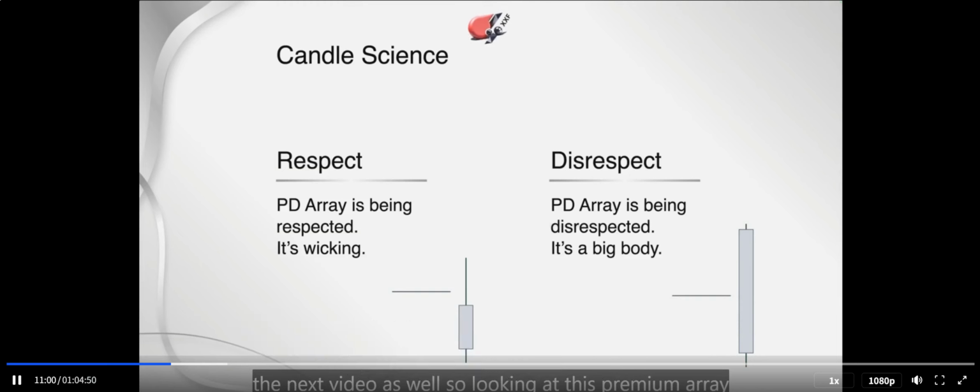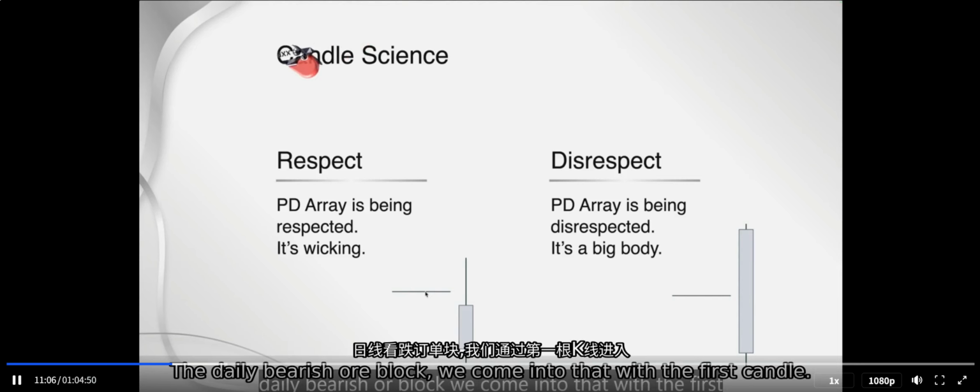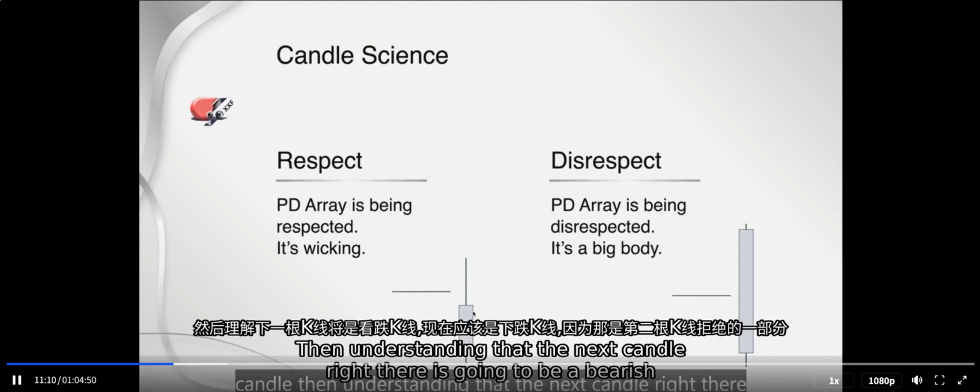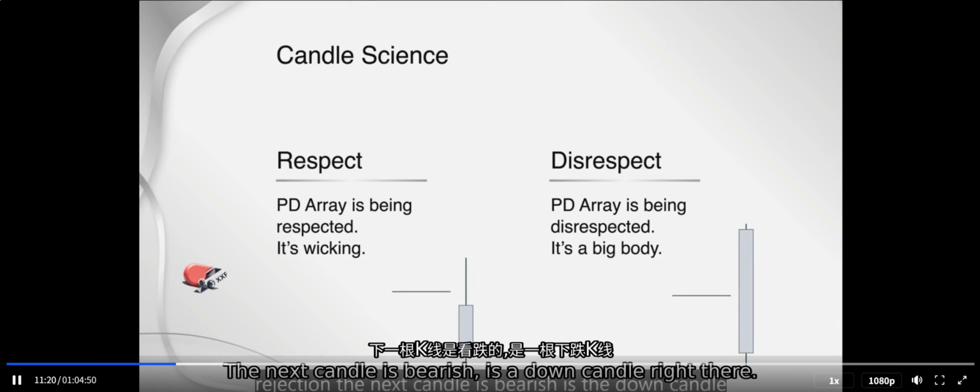So looking at this premium array right there, we can again assume that's a daily order block, the daily bearish order block. We come into that with the first candle. Then understanding that the next candle right there is going to be a bearish candle, should be a down candle right now, because that is part of the two candle rejection. The next candle is bearish, is a down candle right there.